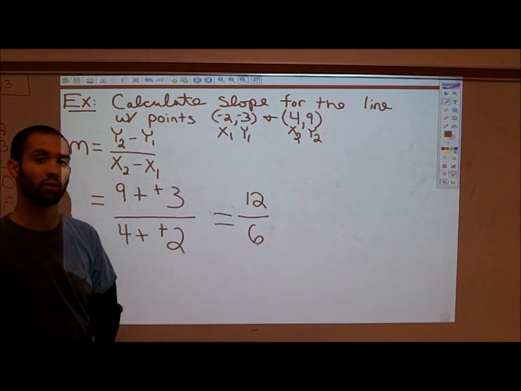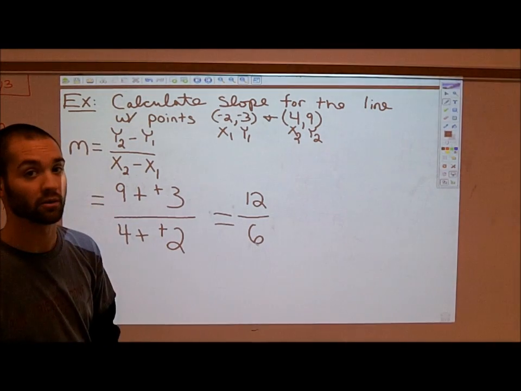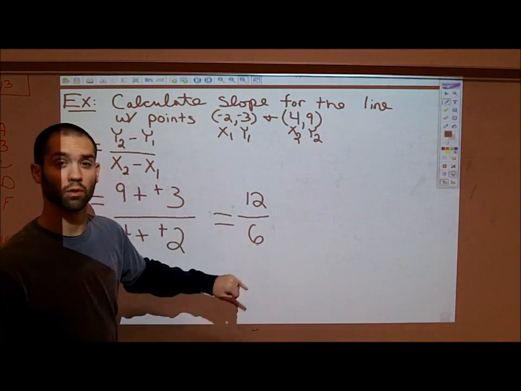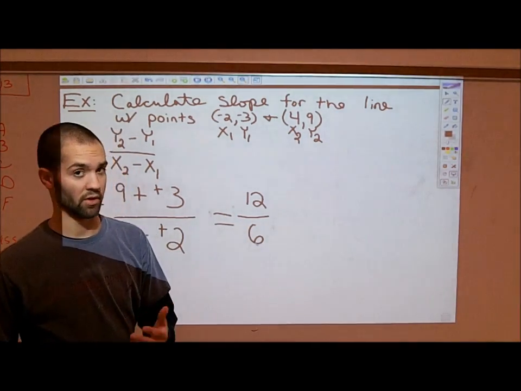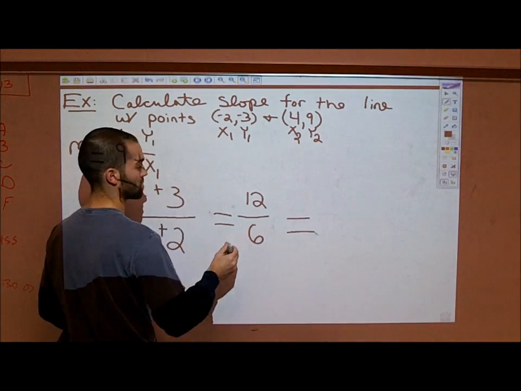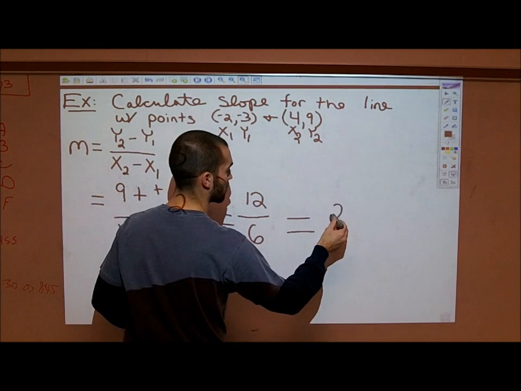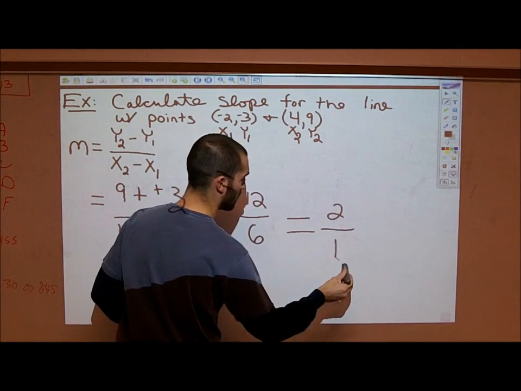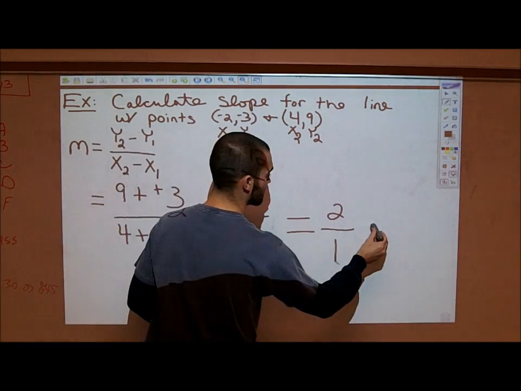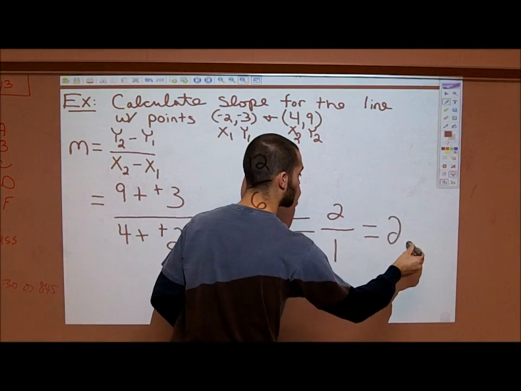Well, can we keep going? Can I simplify further? You bet. We have 12, we have 6. What numbers do they both have in common? The number 6. Okay, so if we divide both by 6, we get 2 over 1. Well, we don't really need the 1, so that's just equal to 2.